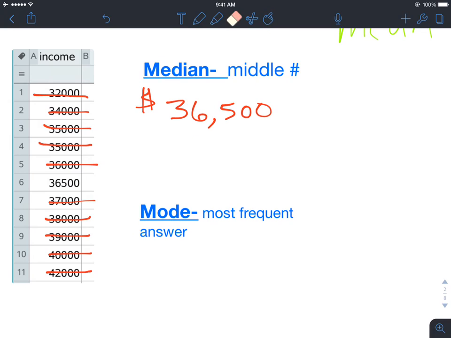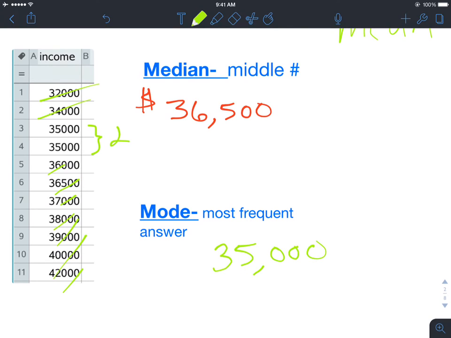The mode is the most frequent number here, and if you look at that, it occurs once. 34,000 only occurs once. This occurs twice. All the rest of them only occur once. So the mode here is 35,000.